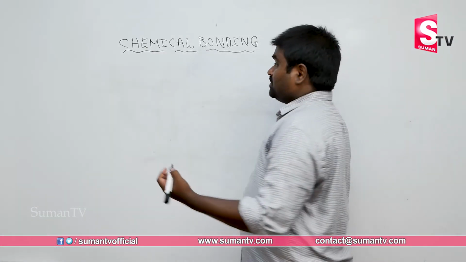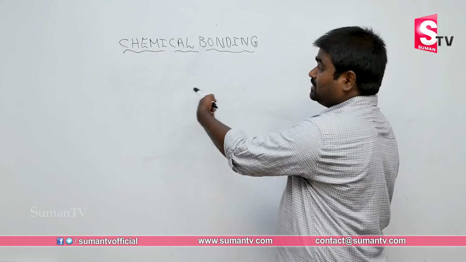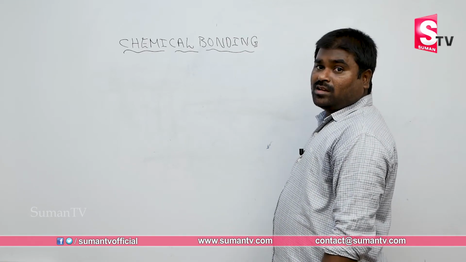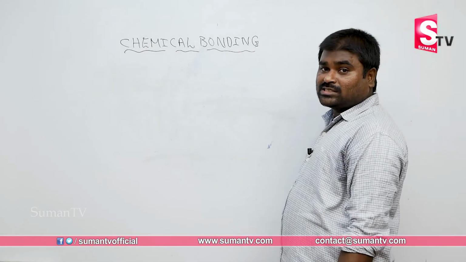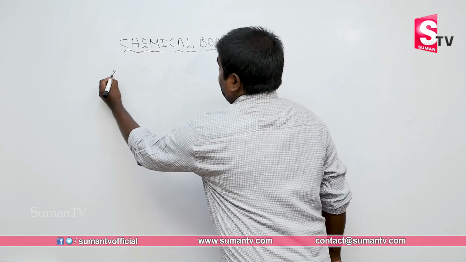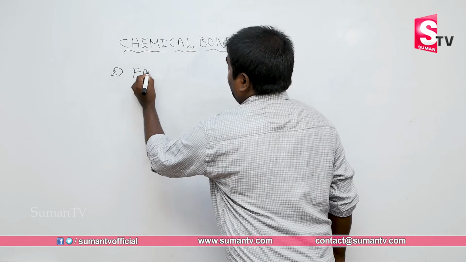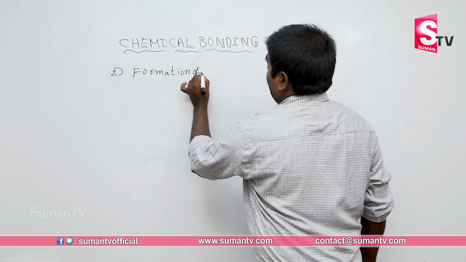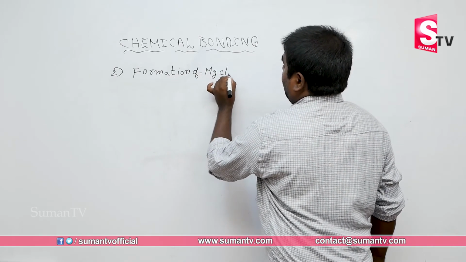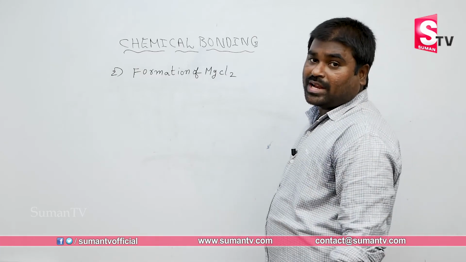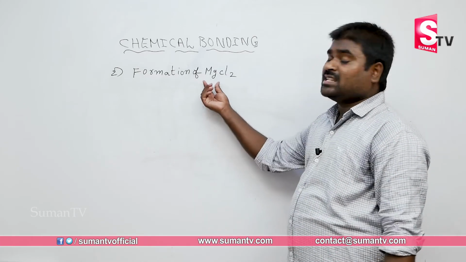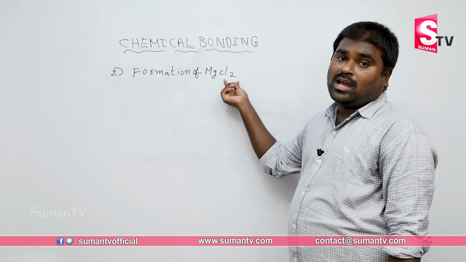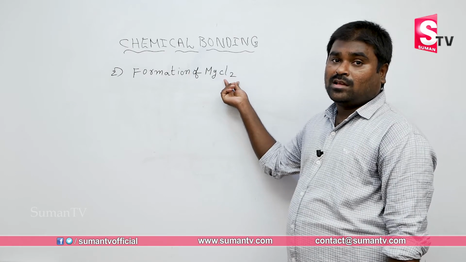Next example, children. First one, just now we have completed: the formation of an ionic bond in sodium chloride. Now the second example we are going to take, children: the formation of magnesium chloride. You know well, children, magnesium is again an S block element, a metal, and chlorine is again a P block element, a non-metal. Okay?